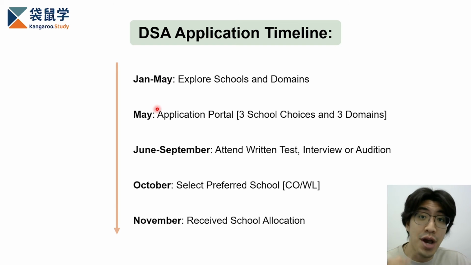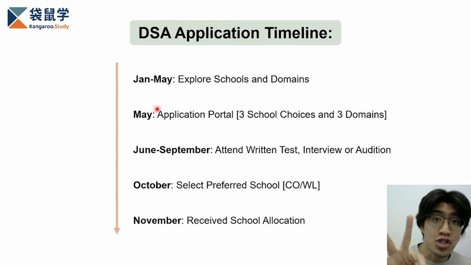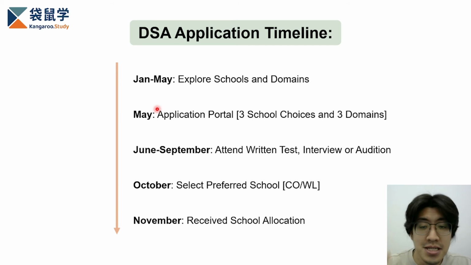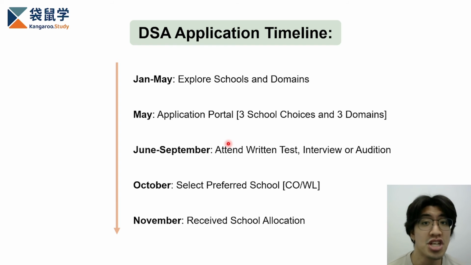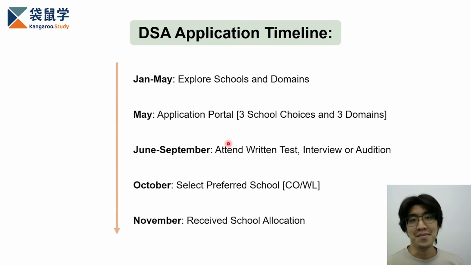And then in May, this is where the application portal opens up so that you can submit 3 school choices with 3 corresponding domains. And then from June to September, you attend some written tests conducted by each school that you submitted, and then you have to do some interviews and auditions, especially for art students. And finally in October, you will get letters, the outcomes from the schools you have selected.